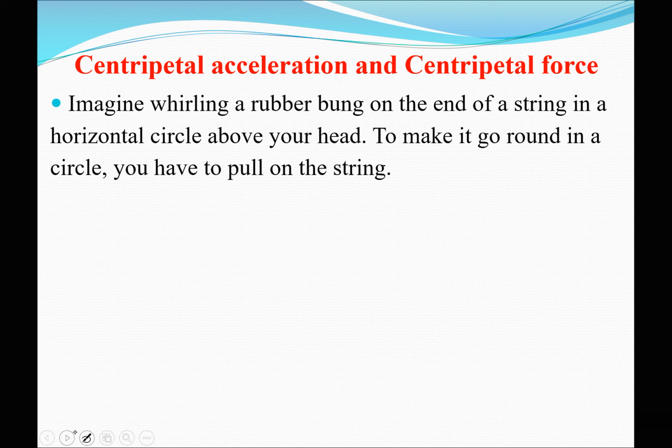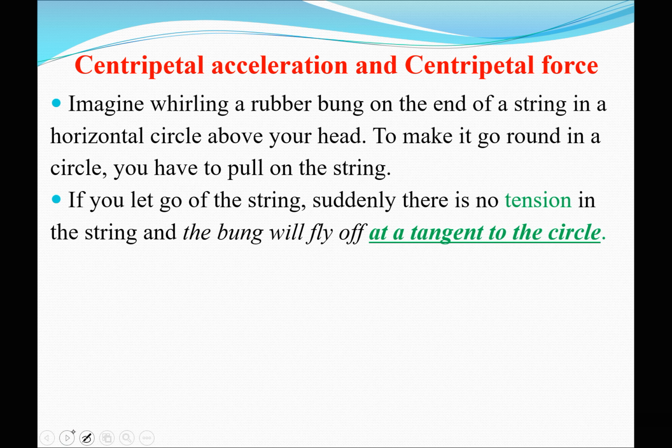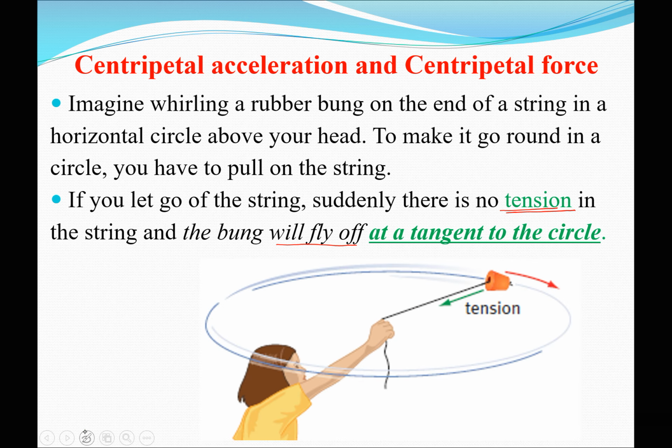In order to make it go around in a circle, you have to pull on the string towards the center of the circle. In case you let go of the string suddenly, then there will be no tension in the string because you have stopped pulling towards the center of the circular path. So there is no tension in the string and the band will fly off at a tangent to the circle. This is exactly what I'm demonstrating here.